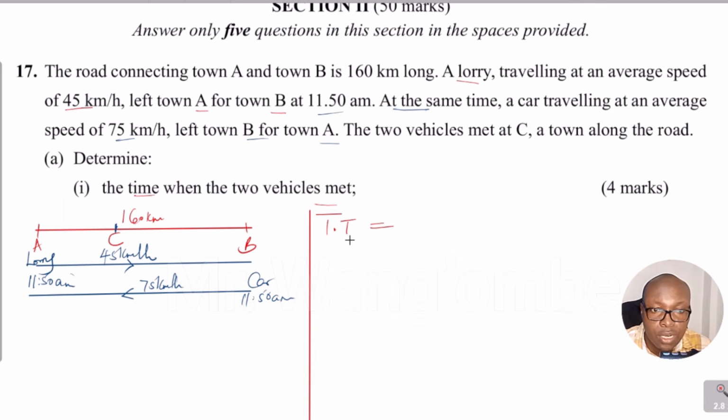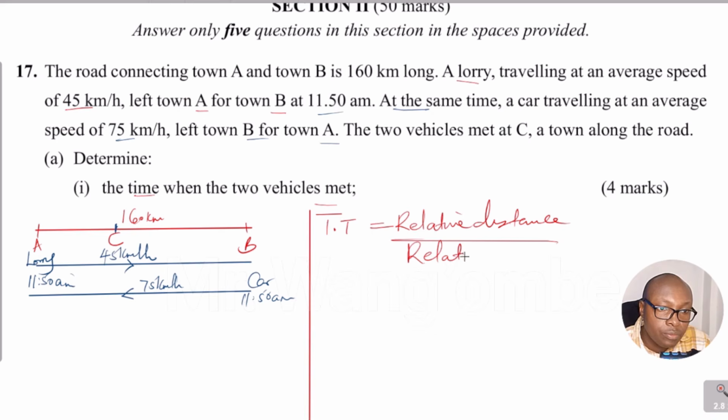either in the same direction or maybe in the opposite direction, you have to get the relative distance. That is the distance between them. Then we divide by the relative speed. That is how we get the time taken to meet. You know how we calculate time? Time, you get it by distance divided by speed. But now you're using the relative distance, that is the distance between them. Because they began the journey at the same time, at that time they were beginning, the distance between them is 160 kilometers.